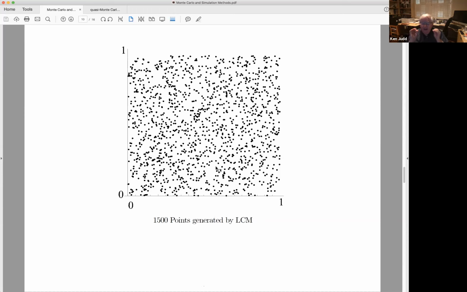Uniformness in the, by the way, this is an LCM in a two-dimensional sample. Uniformness means ex ante uniformness. It means that the probability of hitting a particular point is uniform, ex ante. It does not mean ex post uniformity. This is not a uniform set of points ex post.